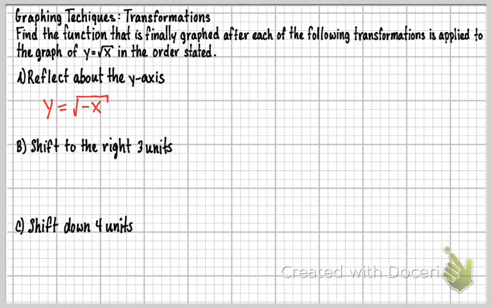So now for part B, this one says shift to the right 3 units. Now that means I'm using what I had previously, and that's saying shift to the right 3 units. So that means this is going to be a positive 3 here that I need to plug into this to make it 0. And that's really what's going on with this.